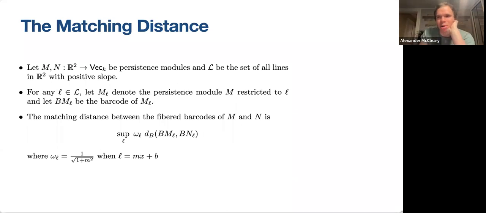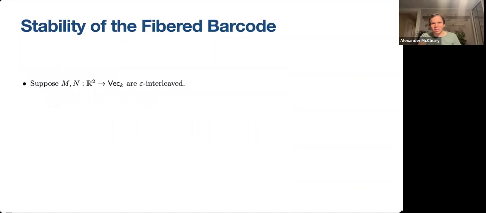Okay, but now we do need this weight function here. We'll see on the next slide why this weight function is important. Basically this weight function is just going to depend on the slope of the line we pick. If we have a line L that has slope M, the weight is just going to be 1 over the square root of 1 plus M squared. Okay, and now let's see why the fibered barcode is stable and why we need this weight function to get stability. So let's say we have these two parameter persistence modules, and they're now epsilon interleaved.